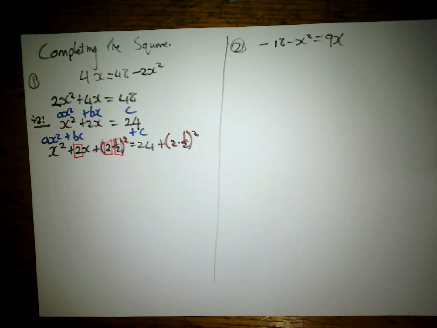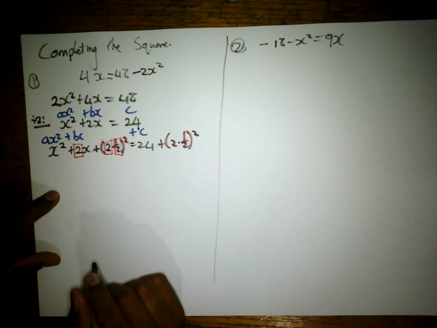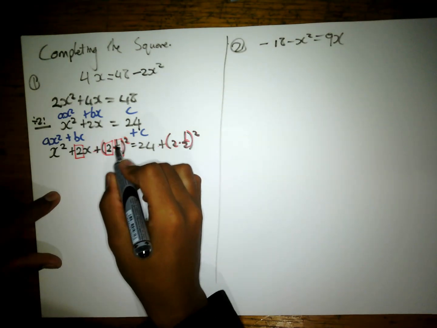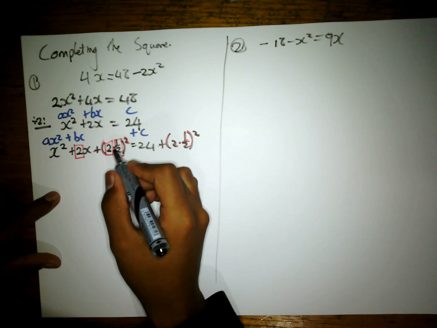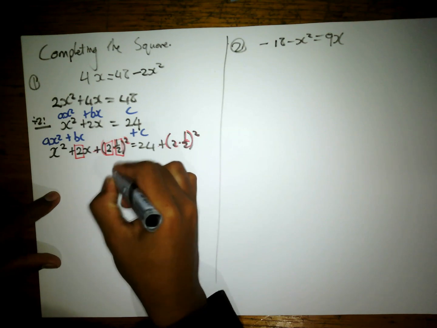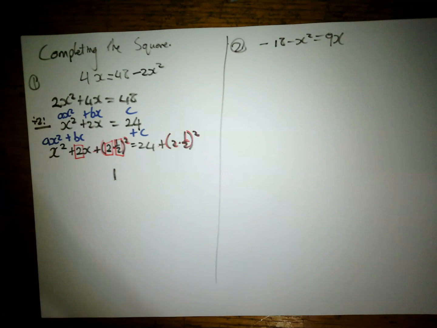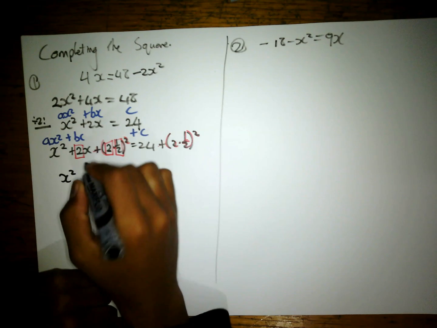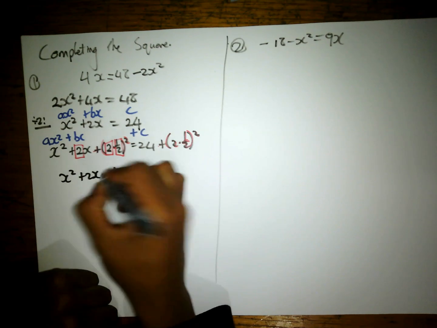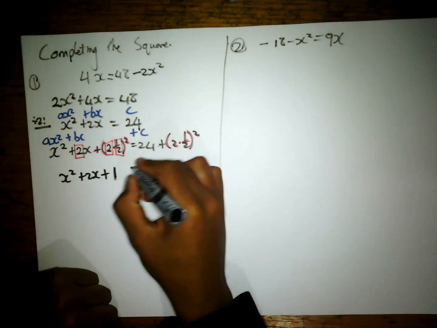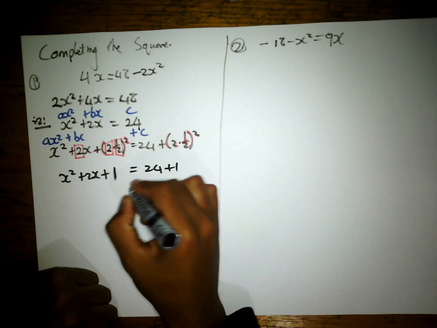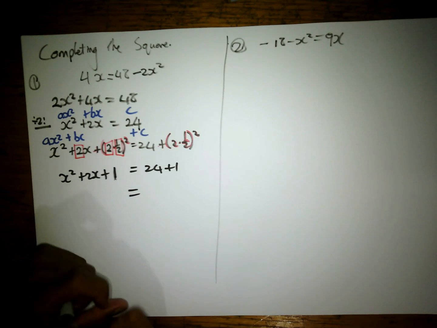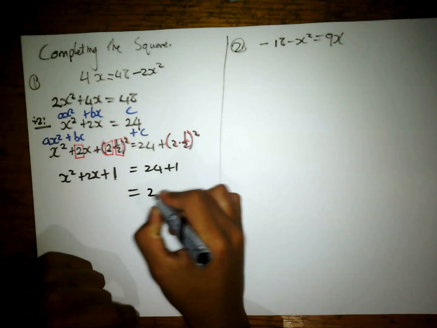Okay. Then 2 times half is 1. 1 squared is 1. So this is x squared plus 2x plus 1 equals 24 plus 1. So let's simplify that: 25.